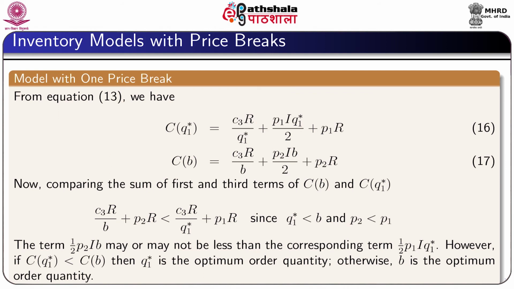From equation 13, we find that C(Q1 star) equals C3R by Q1 star plus P1 I Q1 star by 2 plus P1R, and similarly we can get C(B) equals C3R by B plus P2 I B by 2 plus P2R. Now, if we compare equations 6 and 7, then we find that C3R by B plus P2R is less than C3R by Q1 star plus P1R, since Q1 star is less than B and P2 is less than P1. But the term half P2 I B may or may not be less than the corresponding term half P1 I Q1 star. However, if C(Q1 star) is less than C(B), then we can say that Q1 star is the optimum order quantity, otherwise B is the optimum order quantity.